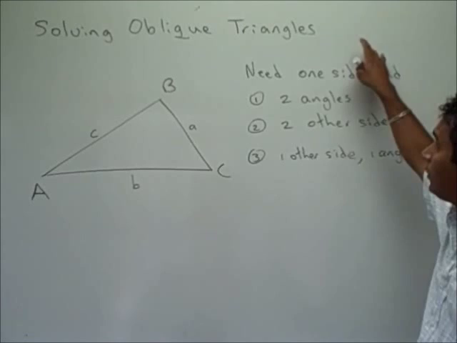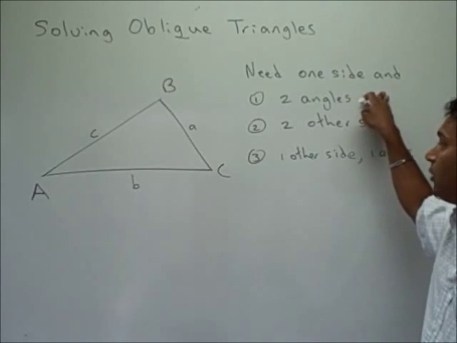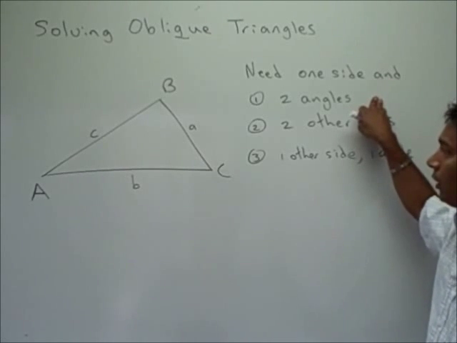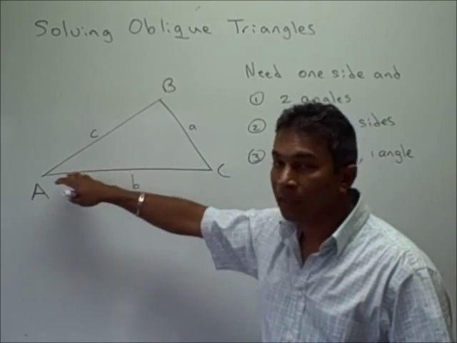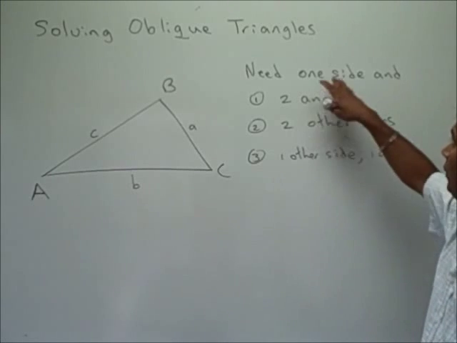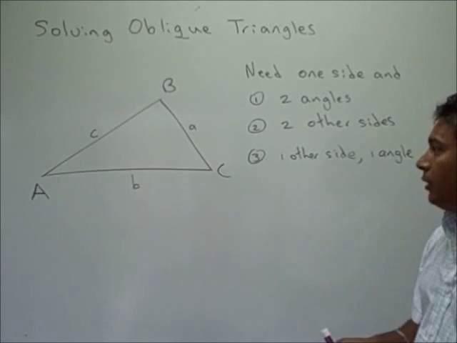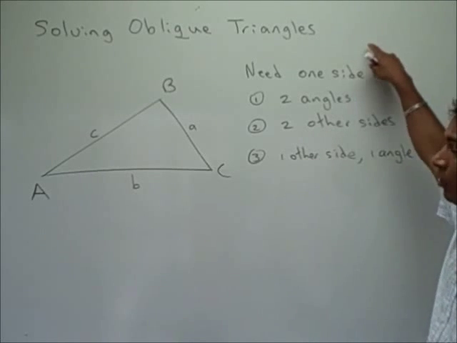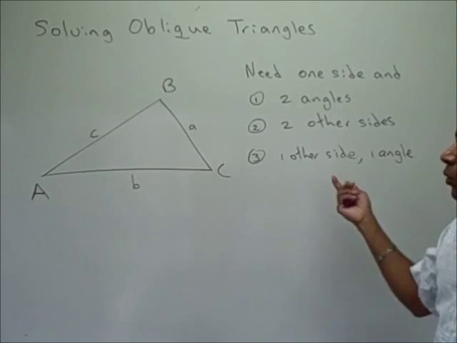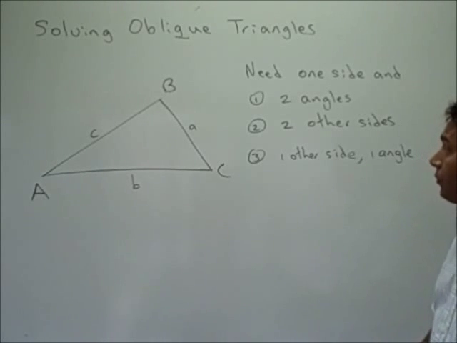In solving an oblique triangle, we need at least one side. In addition to that one side, we need two angles. So we could have side a and angle C and angle A. In addition to that one side, we could have the other two sides. So if I have all three sides, it's possible to find all three angles. Or if we have that one side and one other angle and one other side, we can solve this oblique triangle to find all the sides and all the angles.